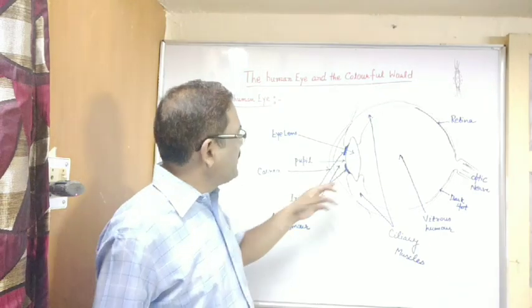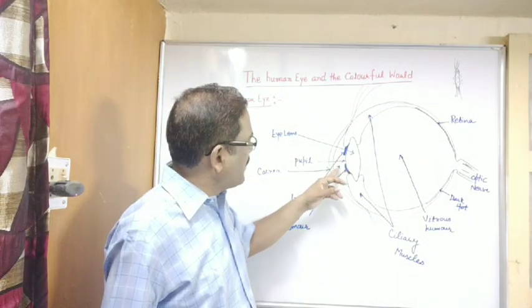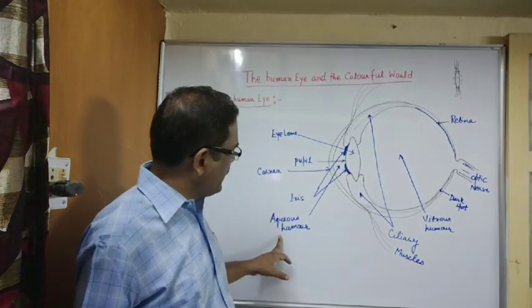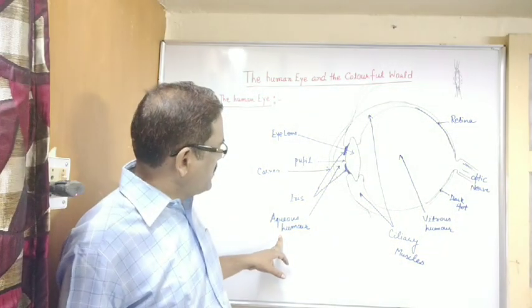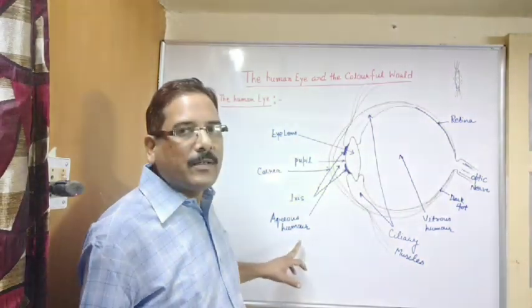Now the space between the eye lens and the cornea is filled with a liquid. This liquid is known as aqueous humor.